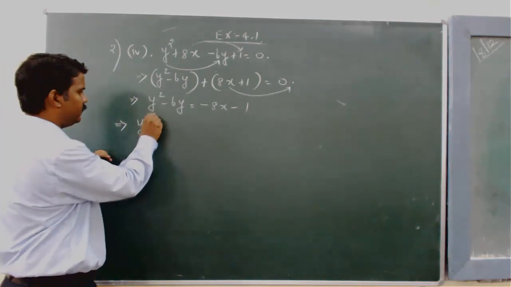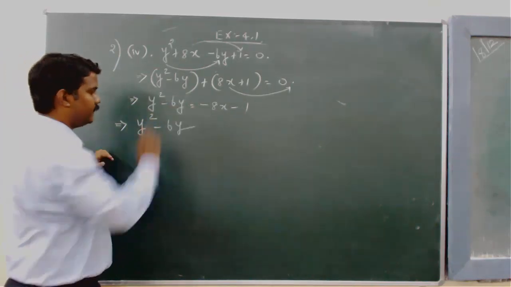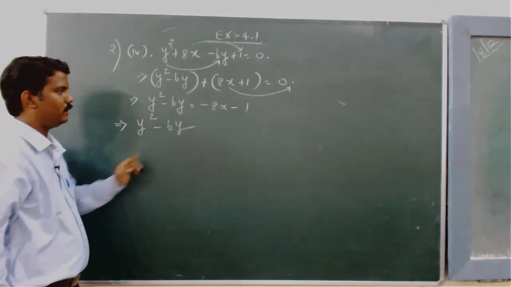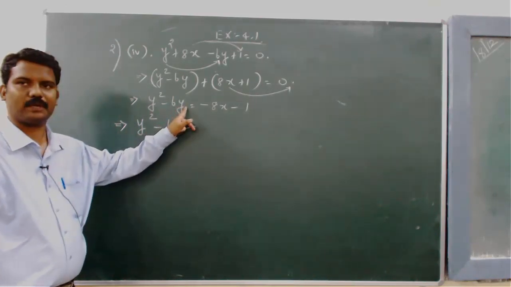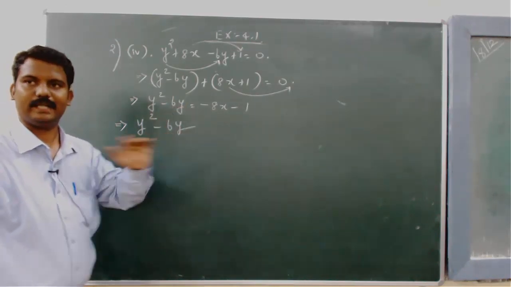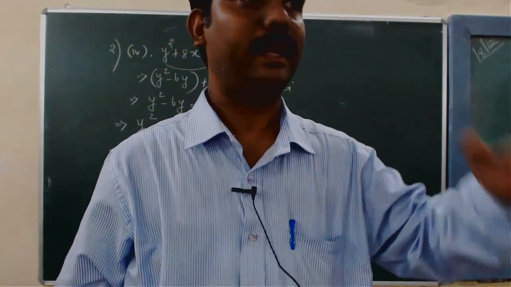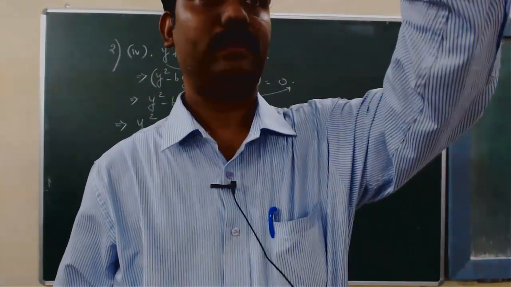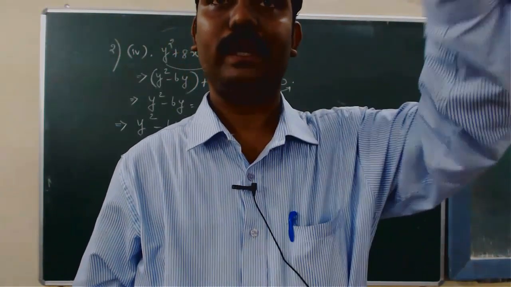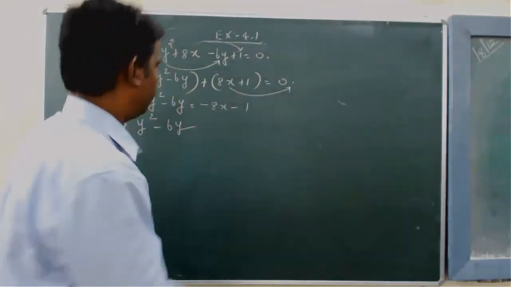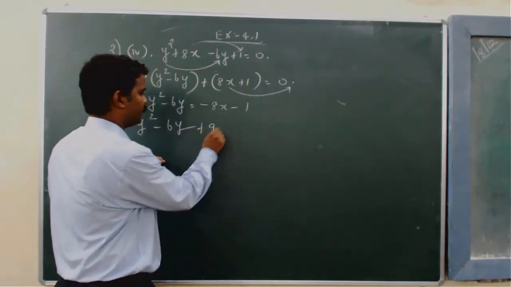What is the next step? Write y square minus 6y as it is. For the next step, look here. Tell me what is the coefficient of y? Minus 6. Take half of the coefficient of y, that is minus 3. Square that minus 3. Minus 3 squared gives what? You will get 9, right? So write plus 9 and minus 9.